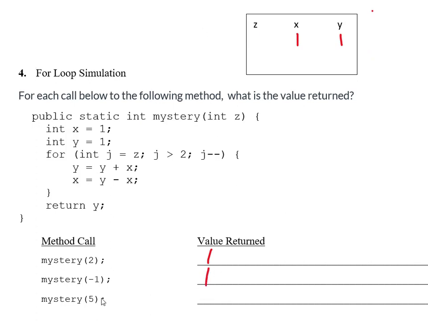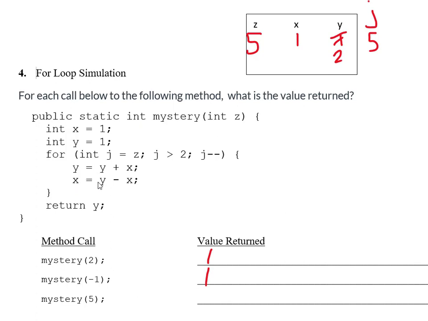Let's do this again. We will call and we'll be sending 5 to z. X and y are still initialized to 1. And j now is initialized to 5. Is it true that 5 is greater than 2? And that is true. So we would go into the loop and we're going to add y plus x, which will be 2, and we'll assign that value 2 back to y. So y was 1. It is now being replaced with 2.